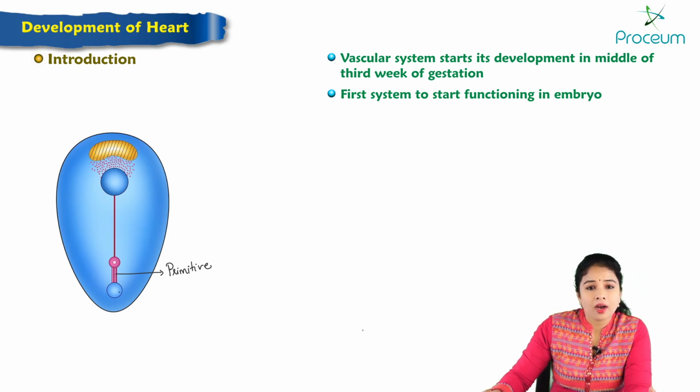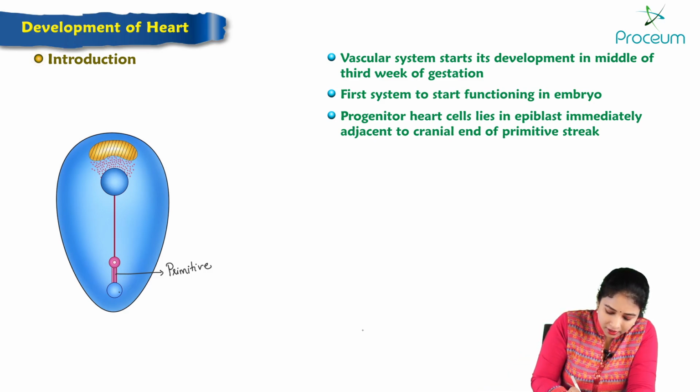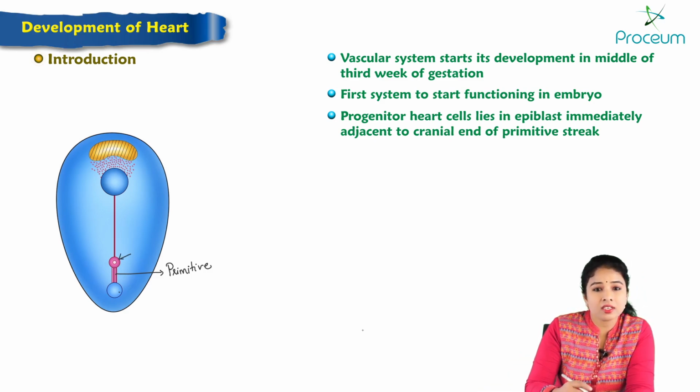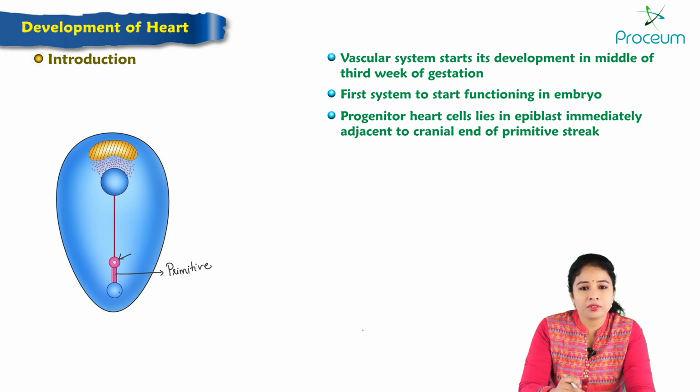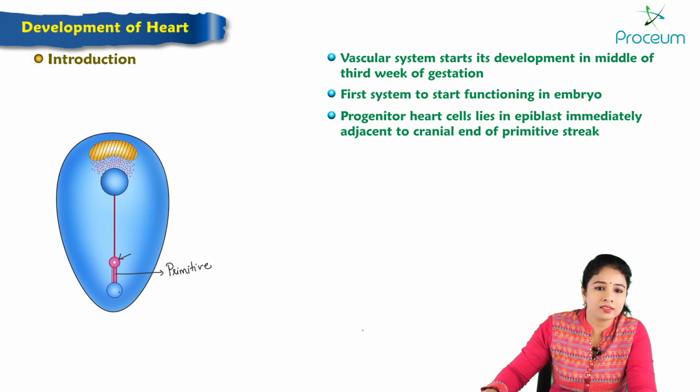So the heart develops from progenitor heart cells. These progenitor heart cells lie in the epiblast immediately adjacent to the cranial end of the primitive streak. So here is the cranial end of the primitive streak. Just adjacent to it, progenitor heart cells lie in the epiblast cells. Because gastrulation is not yet completed, we can't say ectoderm, endoderm, mesoderm. Here the germ disc contains epiblast and hypoblast, so the epiblast forms the progenitor heart cells.